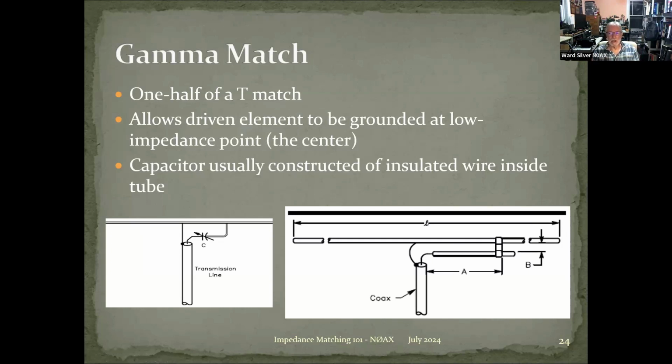Gamma match and shunt feed towers are exactly the same thing. Just like the delta match, you can take all this and set it on its side, and that's what a shunt fed tower is. It's a gamma match.